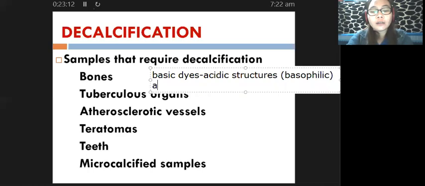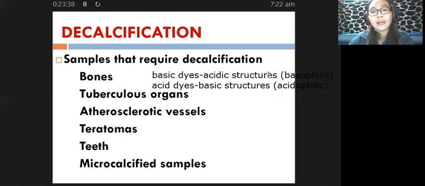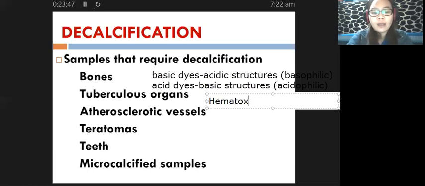In contrast, your acid dyes in general will stain your basic or alkaline structures. Therefore, your basic structures have a high affinity for acidic dyes. That's why we refer to them as acidophilic. So that's the rule, right? Now in the case of hematoxylin, hematoxylin is a basic dye, right? Yes, it is a basic dye.